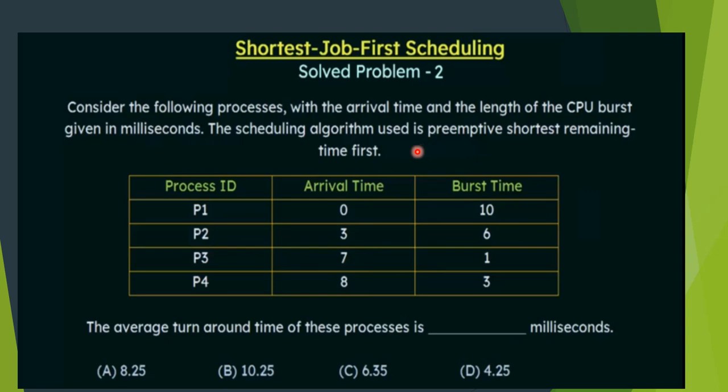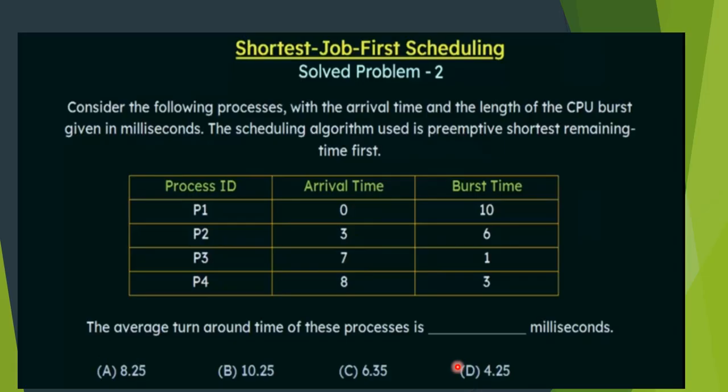So unlike the first example, whereby it was non-preemptive, which means everything had to run as usual, this time around it is preemptive. And so if a second process comes in and it has a lower burst time, it will be considered, unlike the first one. So we're told the average turnaround time of this process is dash milliseconds, which means given this scenario, after calculating all the turnaround times, we're supposed to see which of these answers is the correct one.